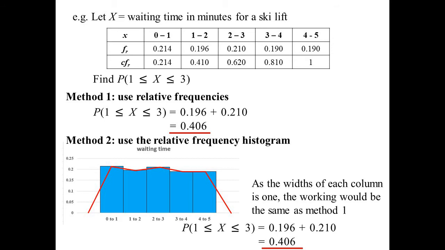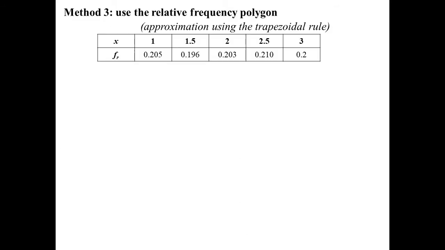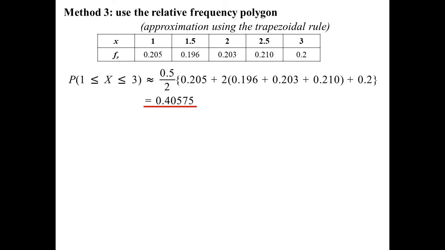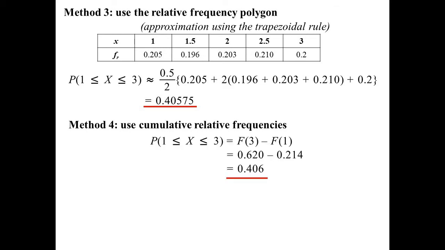So we'll get the same answer. If I use the polygon, that's where we would estimate using the trapezoidal rule. And that one, I get a slightly different answer, 0.40575. Use cumulative relative frequencies. So now it would be whatever the cumulative of 3 is minus the cumulative up to 1. And that would leave you with what's in between 1 and 3.